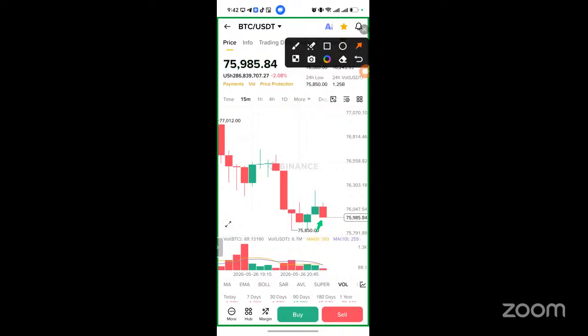And whatever BTC does, it affects everywhere. So this candle is vital. That forming candle is very vital.